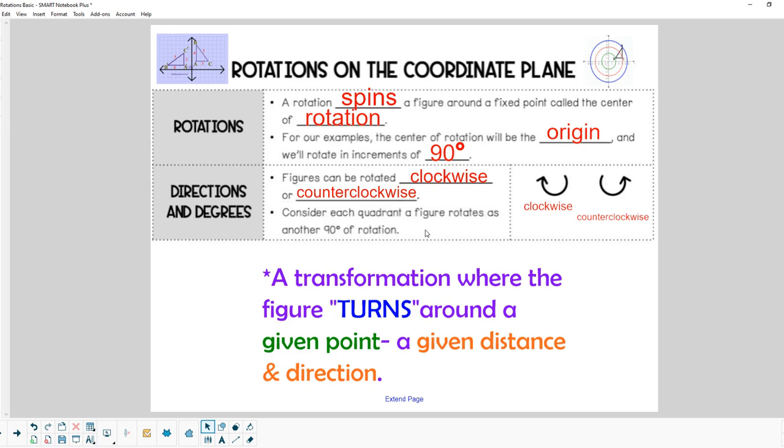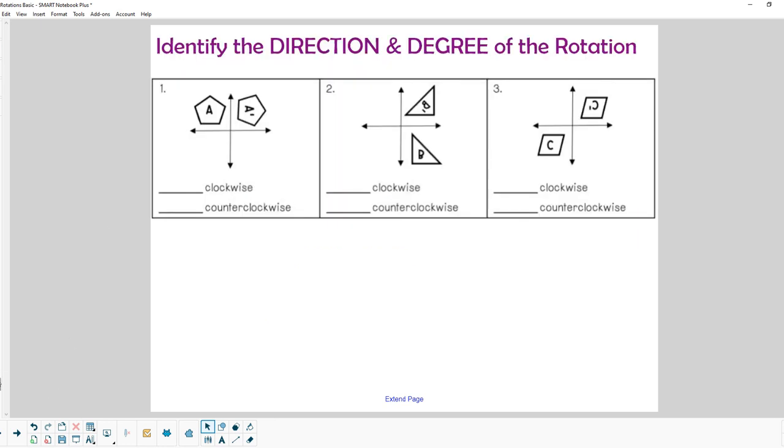A transformation where the figure turns around a given point, a given distance and direction. Another definition for a rotation. Okay, so let's look at these. Remember that if we have an original figure marked with a letter, then the new figure, after we change it, has a little prime sign on it. So that's how you have to look at this.